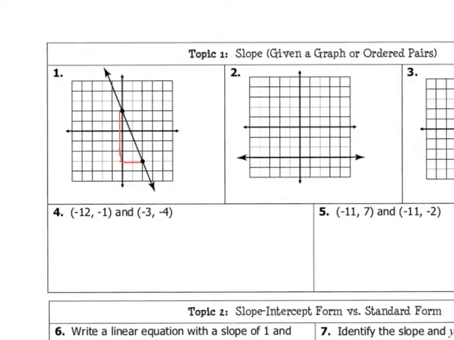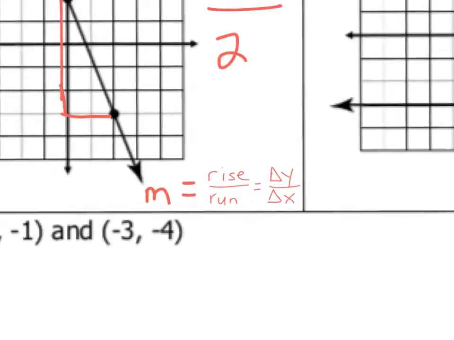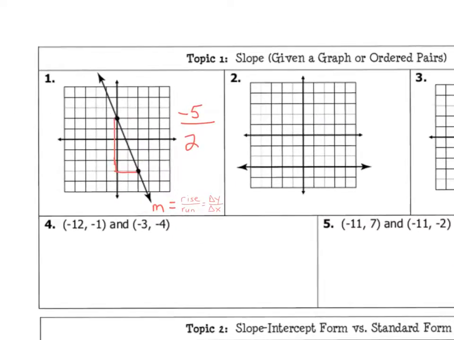So we're going down. Now how many units are we going down? It looks like 5. So because we're going down, it's going to be -5 over our run, which means we're going to the right 2 times. So your slope will be -5 over 2. So remember, the variable that we commonly use for slope is m. That's going to be equal to rise over run, or change in y over change in x. Remember, anytime you have a line that's going down from left to right, you're going to have a negative slope.